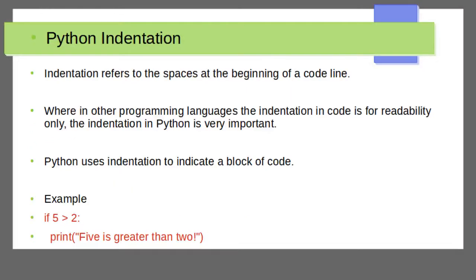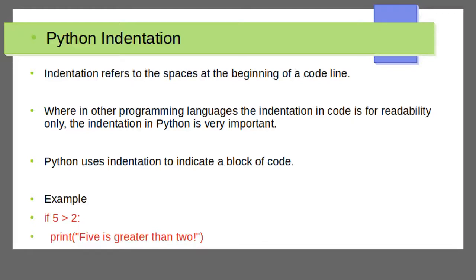Now, let us see what is Python indentation. Python indentation just refers to the spaces at the beginning of a code line. Where in other programming languages the indentation in code is for readability only, indentation in Python is very important, because it defines a block of code. Python uses indentation to indicate a block of code. As I told you, now let's see an example.